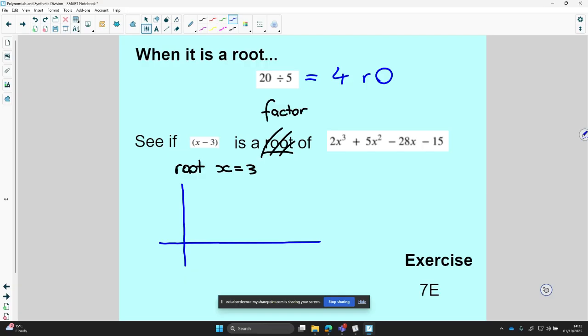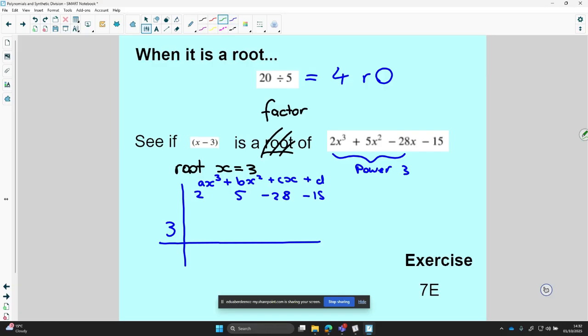I have my root, which is 3. I take all of my coefficients. Now, if you're really struggling to get this right, think, what is the general? All right, so it's a power 3. The general would be ax cubed plus bx squared plus cx plus d. Make sure you're getting each of the terms. All right, so my numbers are 2, 5, minus 28, minus 15.